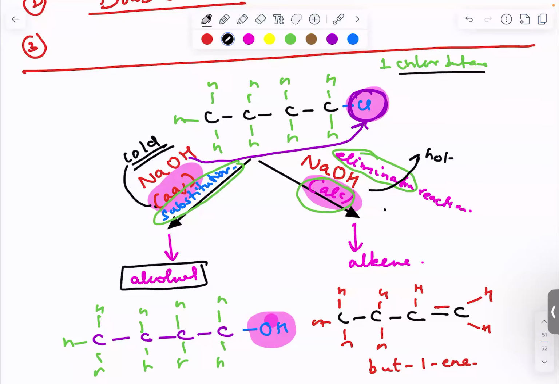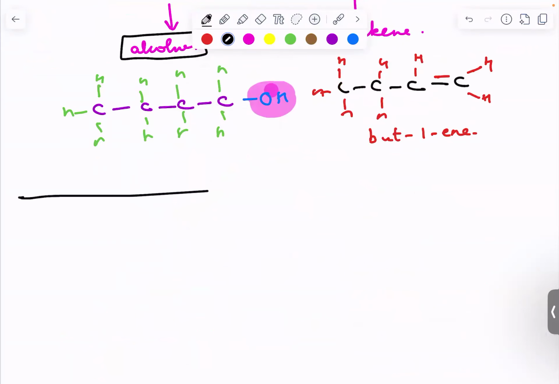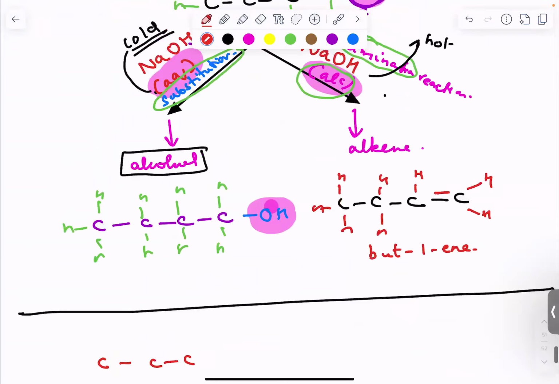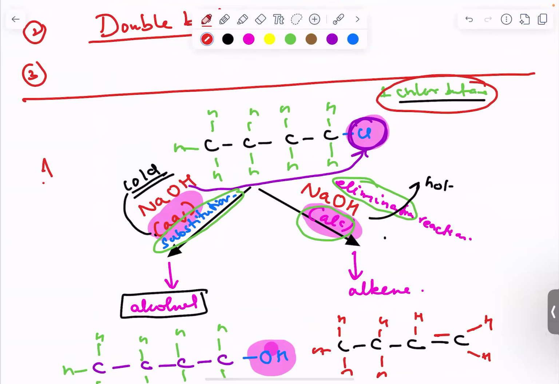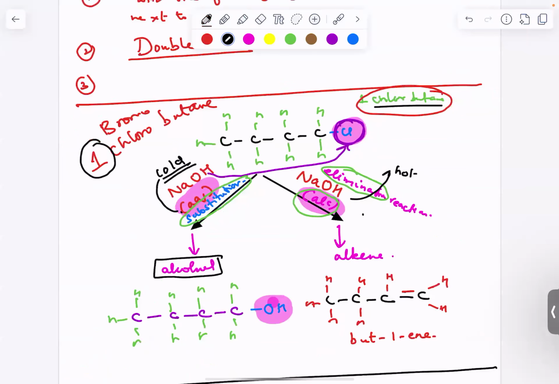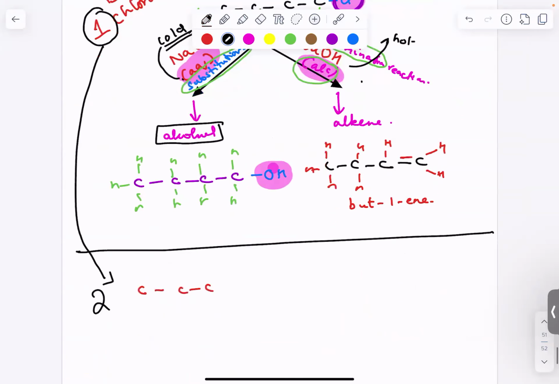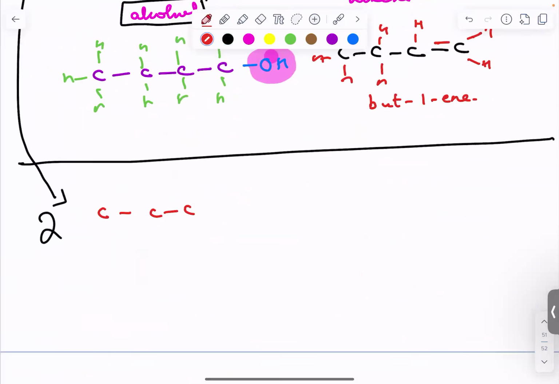For example, now in your book it is not written, but I'm writing it down. That is, what happens if we take an unsymmetrical halogenoalkane? Now, be very careful, beta. When I say unsymmetrical, that means this one, 2-bromo. If you see that this is 1-chlorobutane, 1-chloro or bromo, whatever the case may be, butane. What happens if I shift this one to 2-chlorobutane?